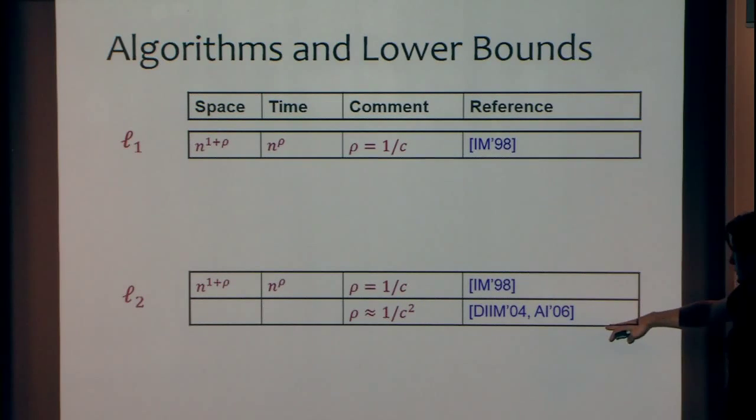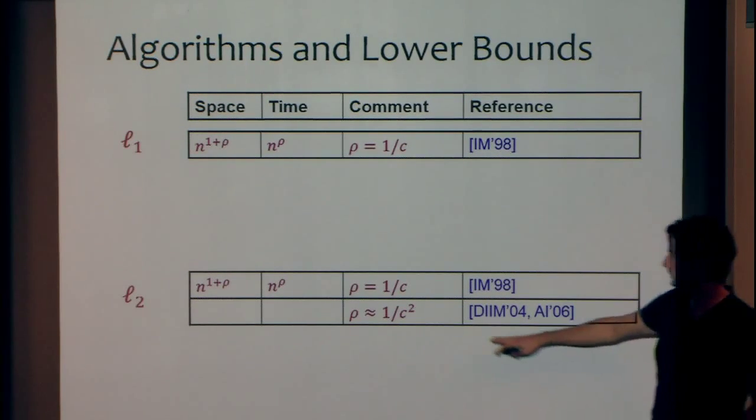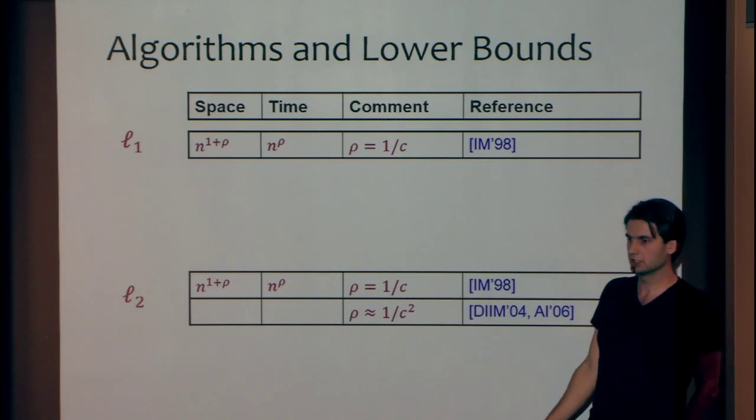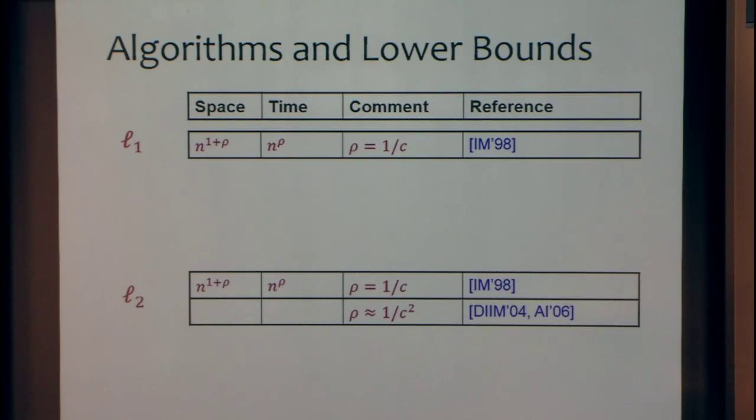In later work, we showed that in Euclidean space you can get rho roughly 1 over c squared. And in the meantime, people have started thinking about lower bounds. So you have a space partition, and you can think about whether we can prove a lower bound, saying that this is the best space partition you can get.